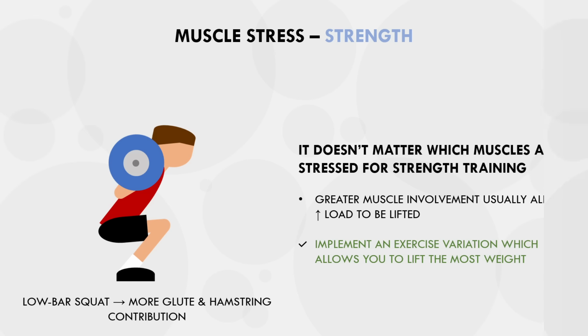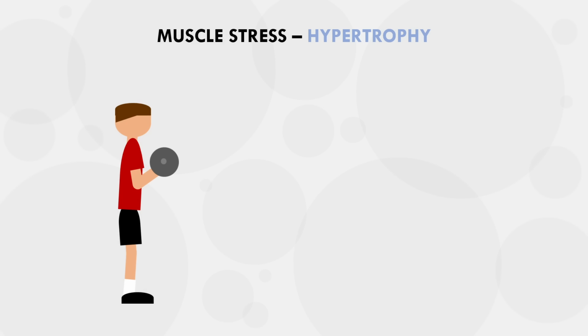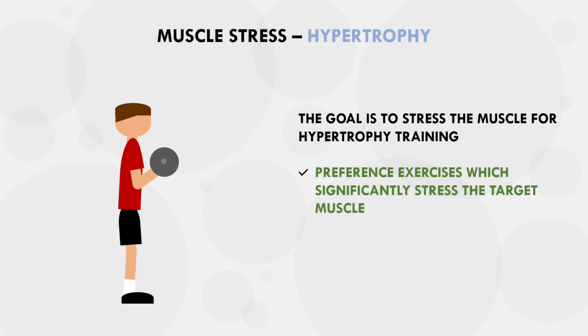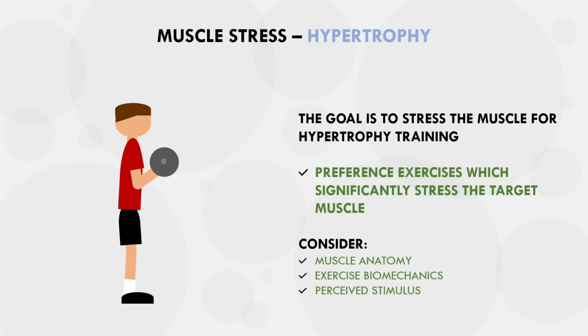For hypertrophy training, on the other hand, it is the complete opposite. Because hypertrophy is a structural adaptation, the goal is to stress the target muscle. So the exercises we implement should be those which maximally fatigue the target muscle that we are trying to train. There are many exercises which can all stress the same muscle significantly, although some exercises achieve this better than others. Based on the anatomy of the muscle, the biomechanics of the lift, and the perceived stimulus of the exercise, trainees should implement those which tend to provide the most stress on the muscle that is being targeted.